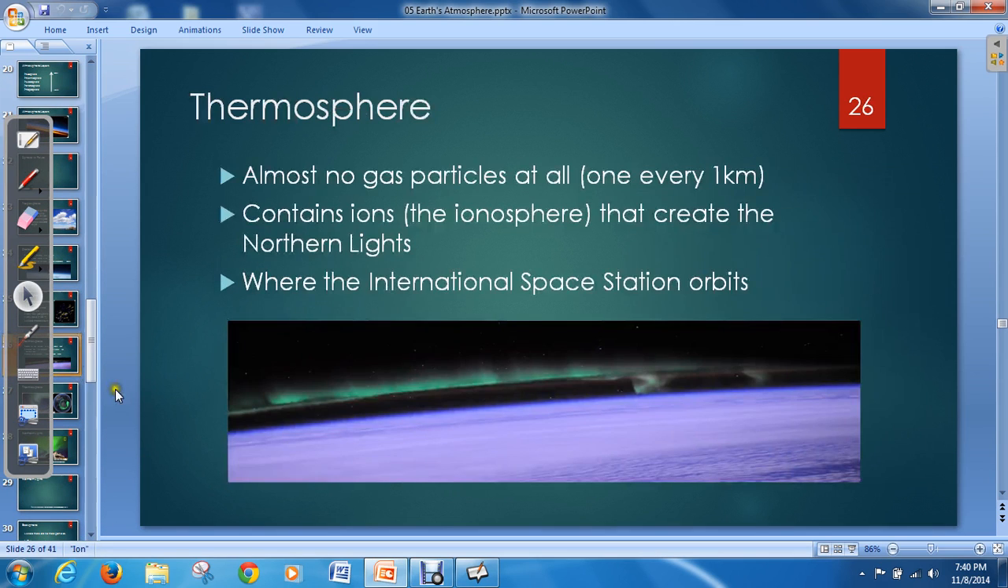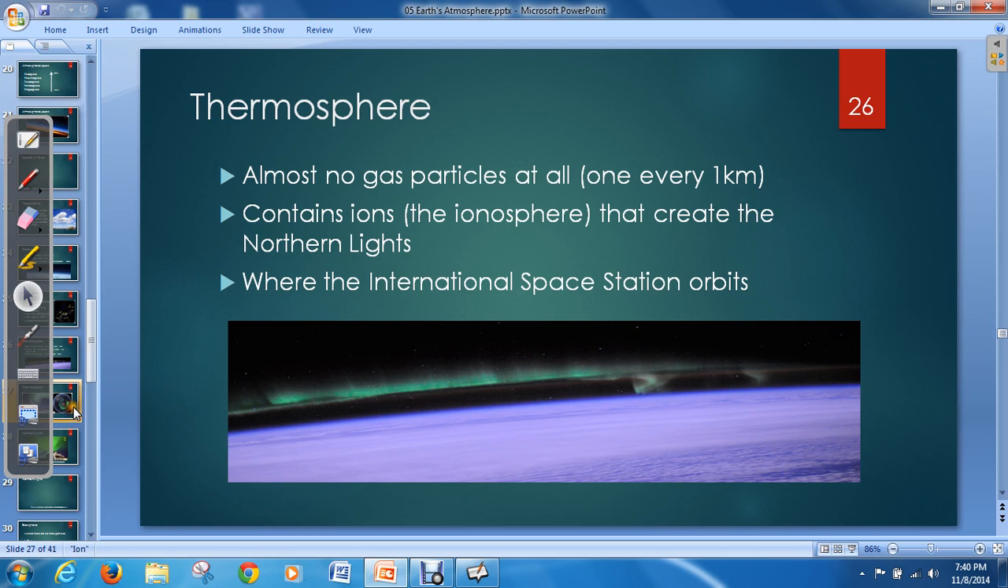And then last of all, there's the thermosphere. At this point, there's almost no gas particles. There's one every kilometer on average. That's pretty spread apart. But it's still considered the atmosphere because we can still detect those particles. This is known for containing ions, also known as the ionosphere, because that's where the northern lights, or the aurora borealis, are created. This is where we get all those cool colors that you see in Alaska and other places, in the thermosphere, because of that ionization that comes from solar flares and stuff. That's all absorbed in the thermosphere.